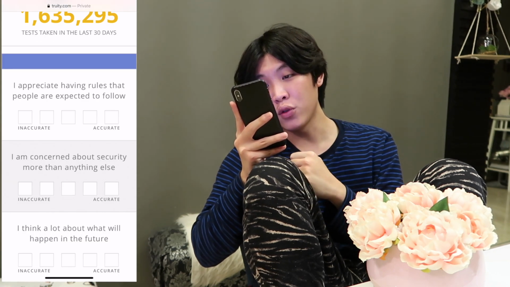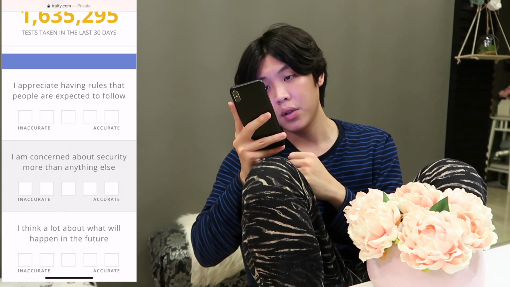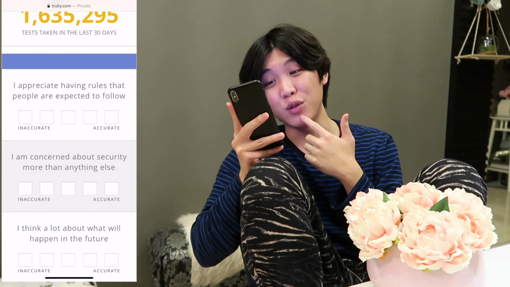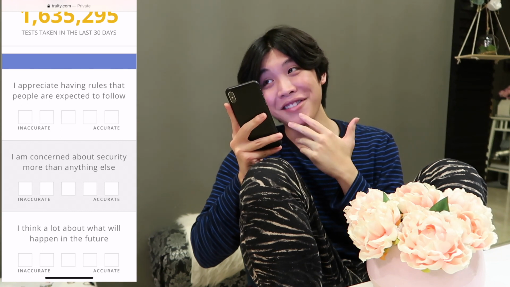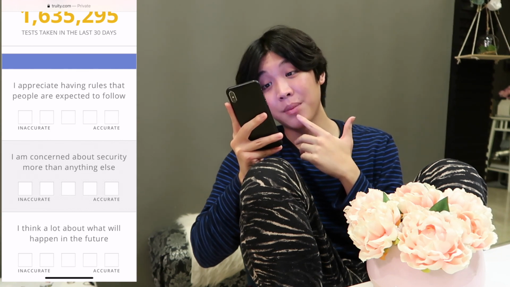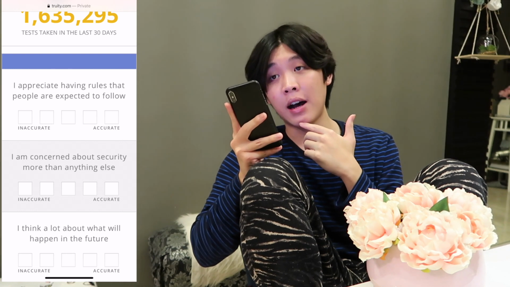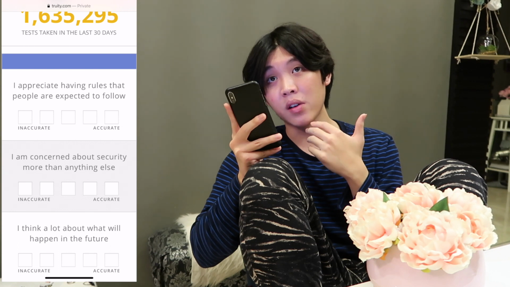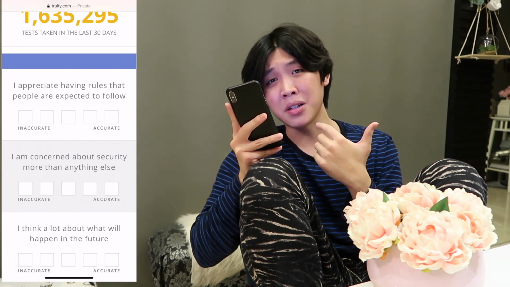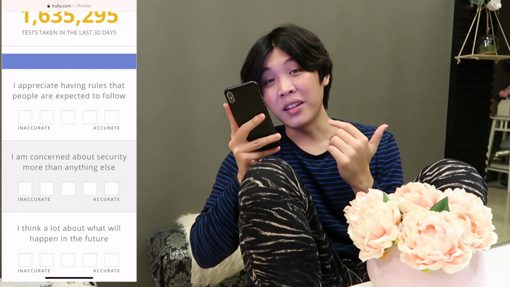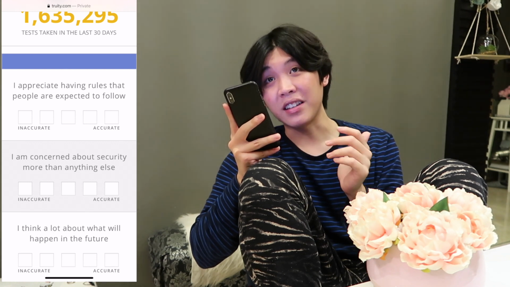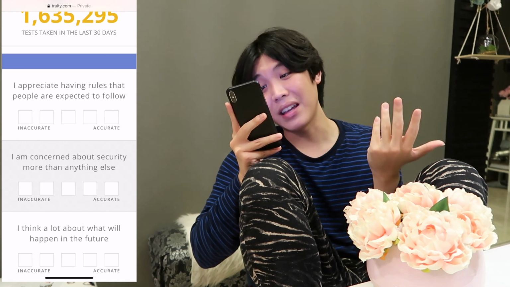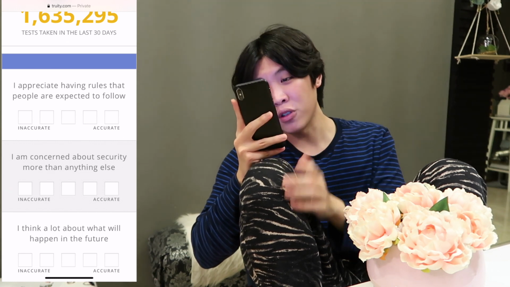I appreciate having rules that people are expected to follow. I'm not really the rule kind of person, so rules are meant to be broken. Maybe not, but I feel that rules at times are pretty important, especially to maintain order in this world, because without proper rules and regulations, the world we are living in today will probably be chaotic. But at the same time, there are many rules that are pretty dumb, so it really depends. I'm gonna go with neutral for this one.